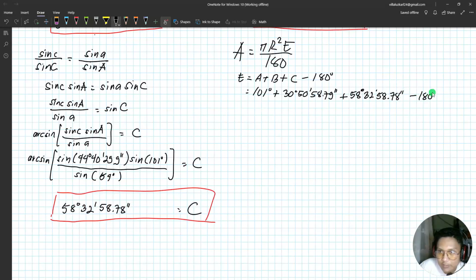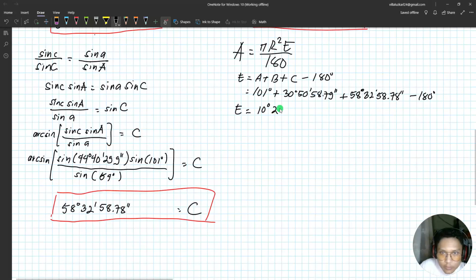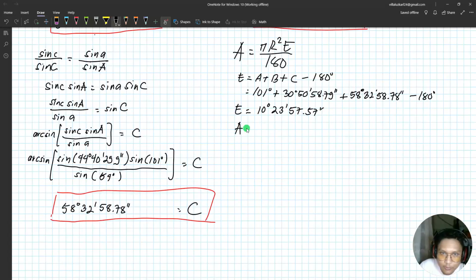Minus 180 degrees. The spherical excess is computed as 101 plus 30 50 58.79, added to 58 32 58.78, minus 180 degrees, which is equal to 10 degrees 23 minutes and 57.57 seconds.